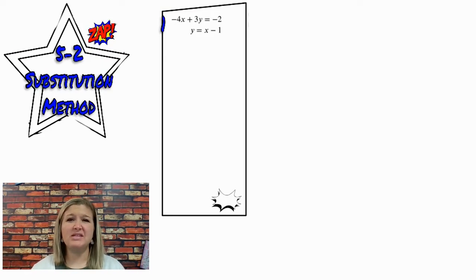Substitution method. This is where one of your variables is solved for. So you have x equals or y equals, but your other equation is not. So we're going to take it back from where both of those equations are solved for one of your variables, mainly y, so we can graph it. But to now where we only have one of those.